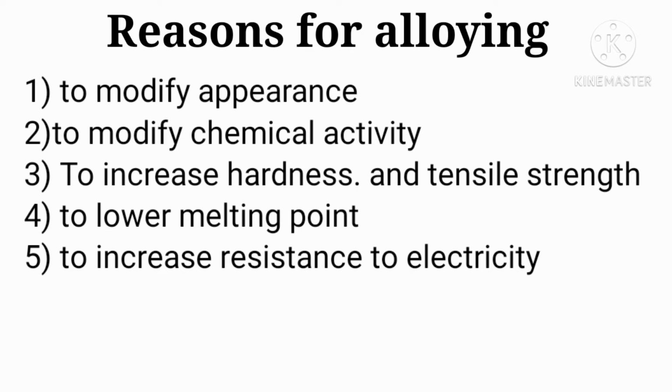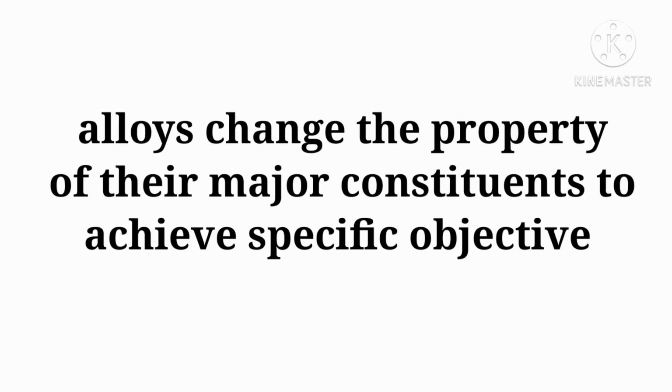Here I also want to quote one thing. The purpose of an alloy is to improve the usefulness of the primary component. When we mix other elements or metals with the primary component, they do not adulterate or degrade its primary properties. So ultimately we can say that alloys change the properties of their major constituents to achieve specific objectives. Now I am going to give you some examples of alloys and their properties.